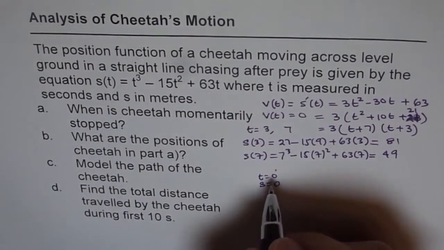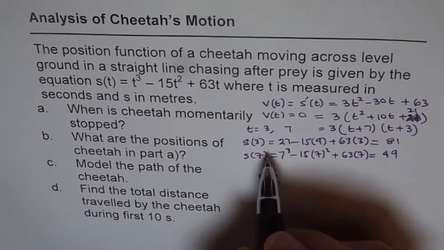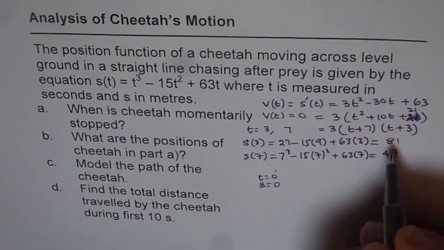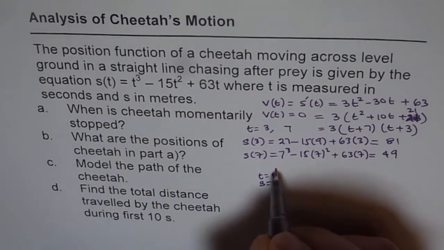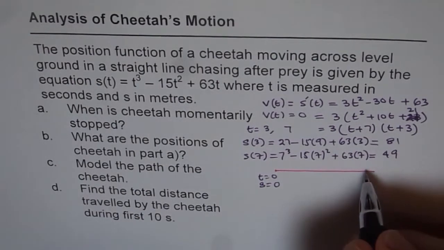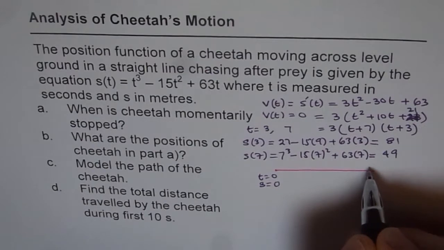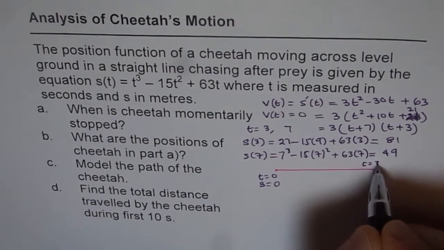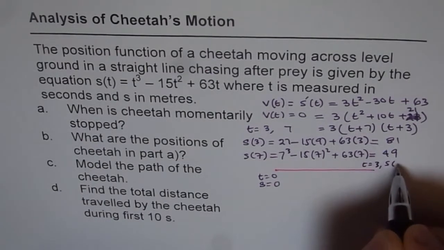So that is the starting point, 0, 0. Now at S3 we find that the displacement is 81. So the cheetah moves like this, in this direction. And let's say this is our S3. So at t equals 3, s equals 81. So that is the displacement, right?